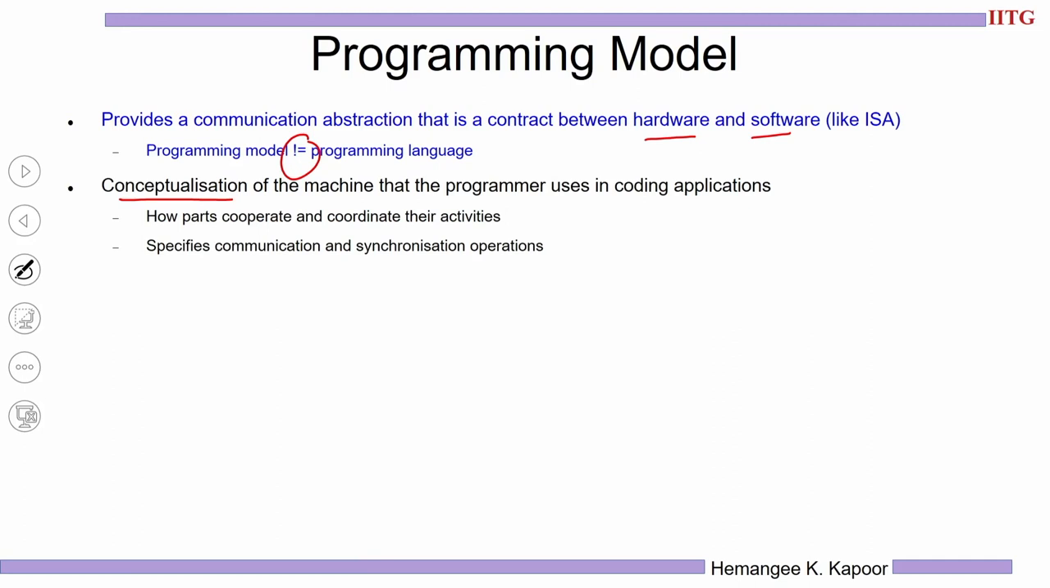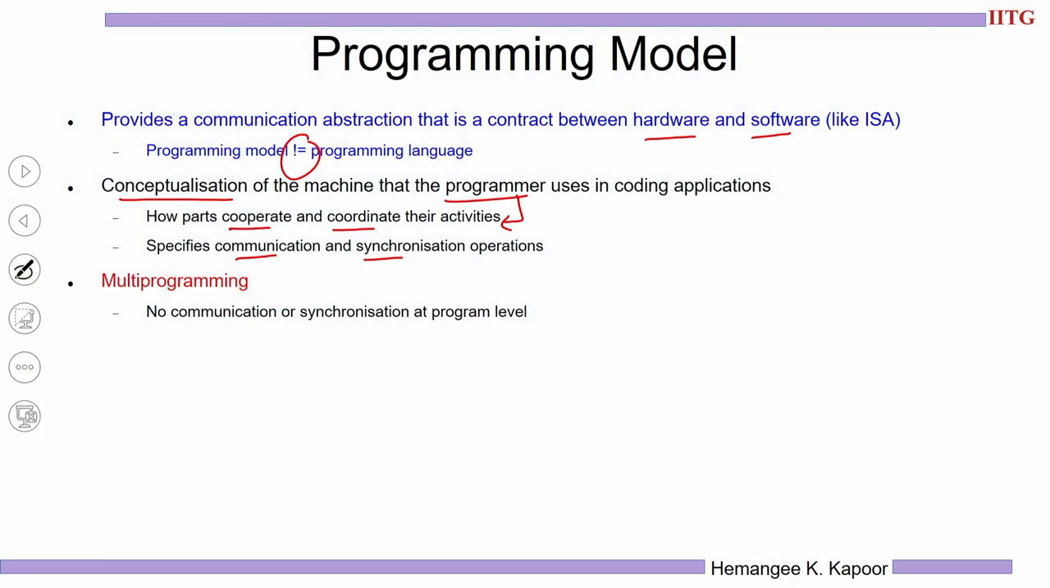And coding means you are going to write the same task, but now the main objective will be to cooperate and coordinate. So how do we cooperate and coordinate the activities at the program level? For this, the programmer needs to know the programming model. The programming model also tells how to communicate and synchronize operations. So you need to cooperate, coordinate, communicate, synchronize. All these things are to be known by the programmer before we can use a particular programming model. We've seen four in the previous slide, so we'll just list them one by one here.